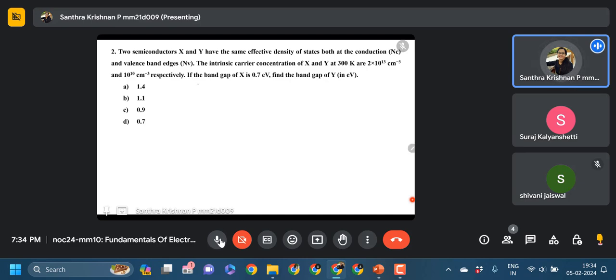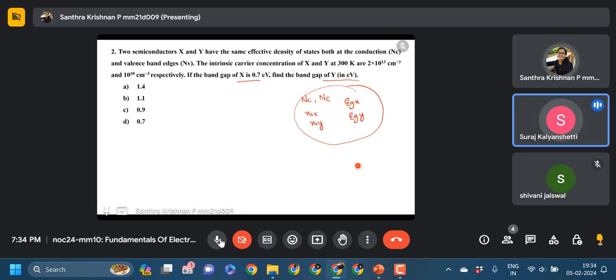Whenever questions like these are asked, usually it requires cancelling out terms, and you'll have to find a ratio. You take the same equation for both X and Y and take the ratio. NC and NV are the same. They have given Ni for X and Ni for Y, and you have Eg of X. You have to find Eg of Y. So first identify the equation that connects all these terms, then write down the equation for both X and Y, and then take their ratio. Most of the terms will get cancelled out.